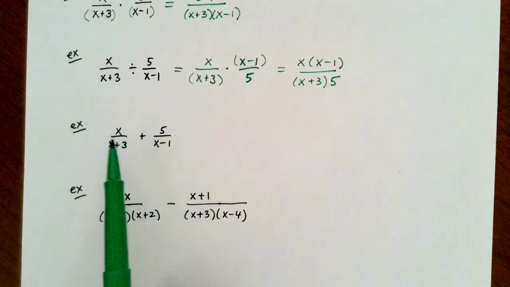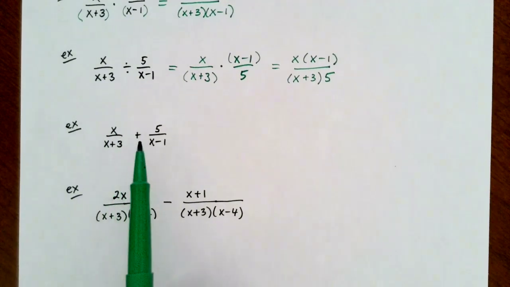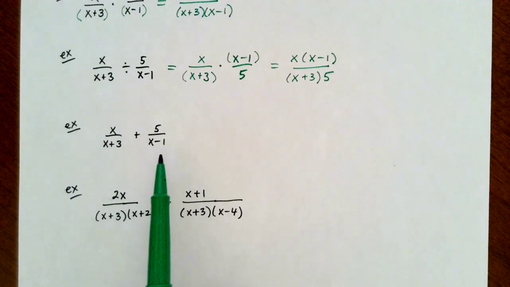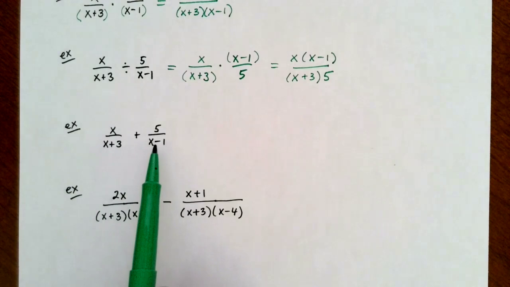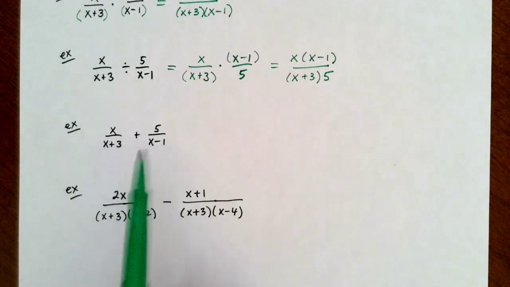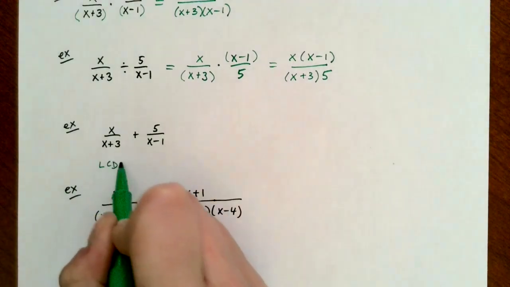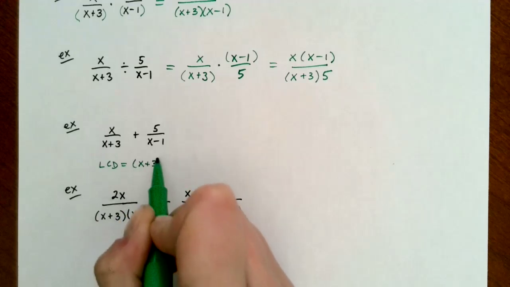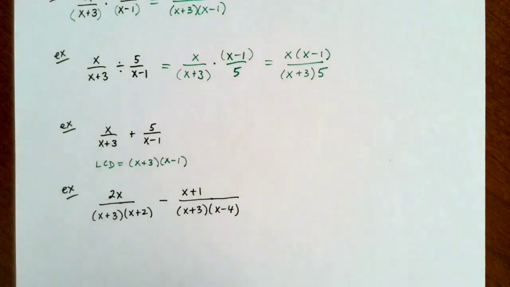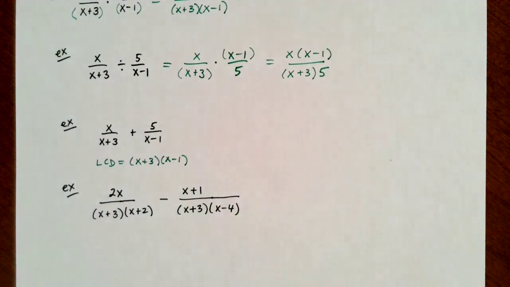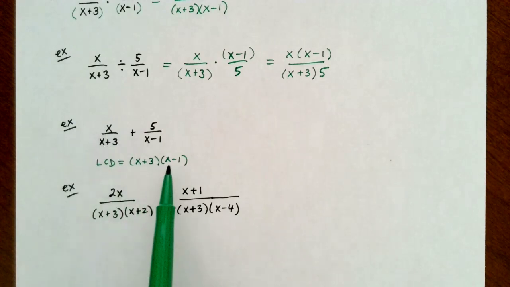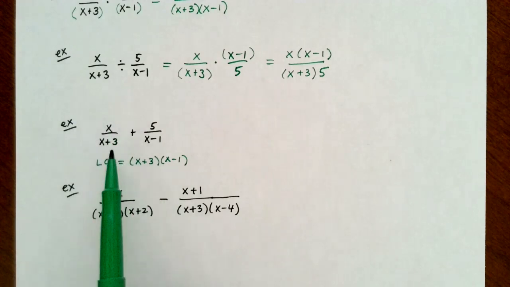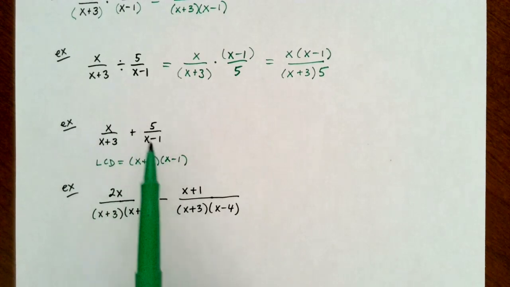So we'll start with this example here, x over x plus 3, now plus 5 over x minus 1. These denominators have nothing in common. They're just their own little factors. So my least common denominator is just the product of the two: the x plus 3 denominator times the x minus 1 denominator. And that's my LCD because each of these fractions can be multiplied up to get there. This one needs times x minus 1 over x minus 1. This one needs times x plus 3 on the top and bottom instead.